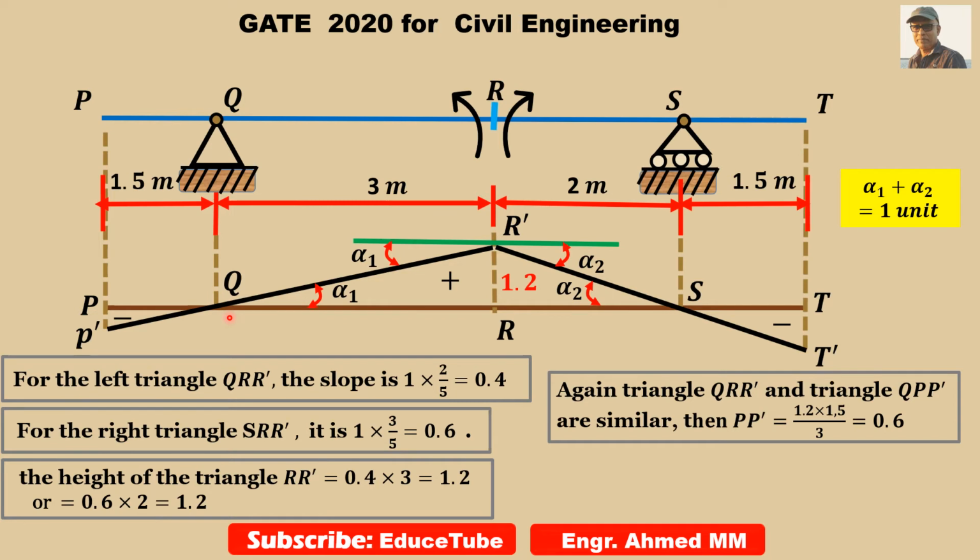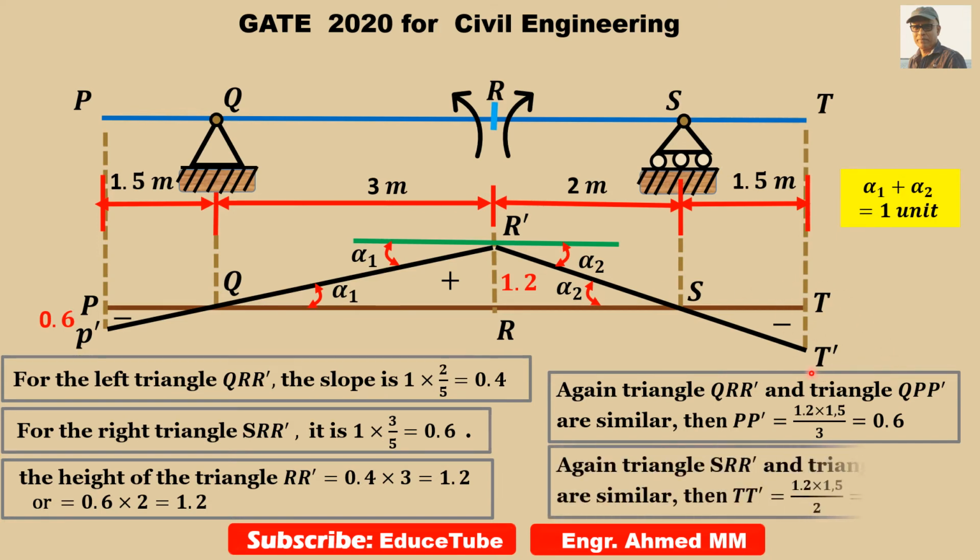So from that equation we can write PP' equals 1.2 multiplied by 1.5 divided by 3, it will be 0.6. I made a mistake here. Actually it looks like a comma, but actually it will be a decimal point. Maybe my typing mistake. So it is 0.6. This one, PP'. So why not we write it? 0.6.